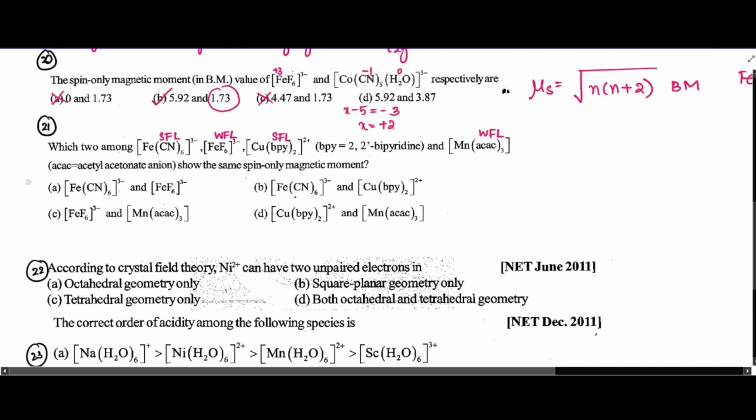Yes, find the oxidation states first. Are the oxidation states done? This is going to be +3, +3. This is +2. Bipyridine is neutral. Acetyl acetonate has a charge of -1. No, this is +3.